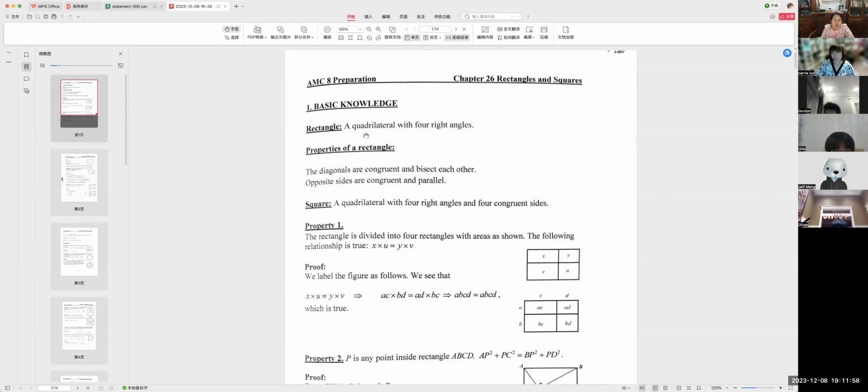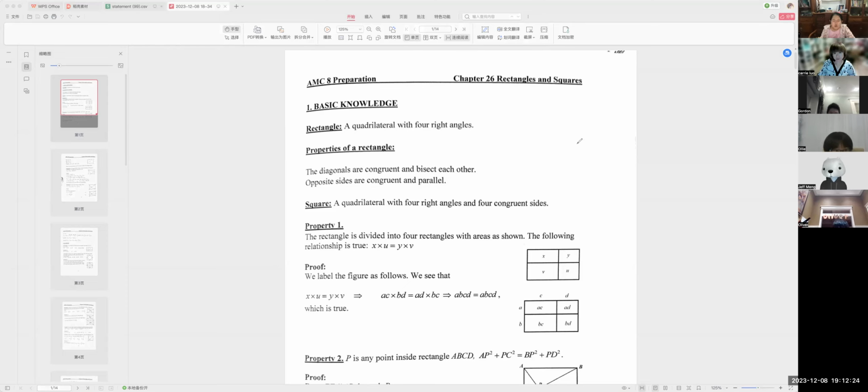So can you tell me what is the square? A square is a quadrilateral with 4 right angles and with each side equal to each other, correct, Gordon? And for the rectangle, there are only two sets of equal sides. Two sets of the number is the same, okay? So let's take a look at the properties of the rectangles. The diagonals are congruent and bisect each other. Opposite sides are congruent and parallel.